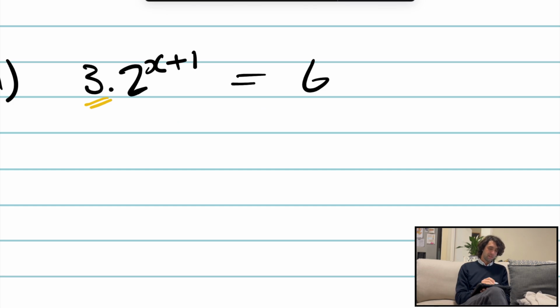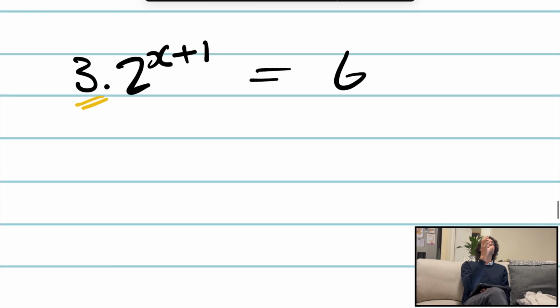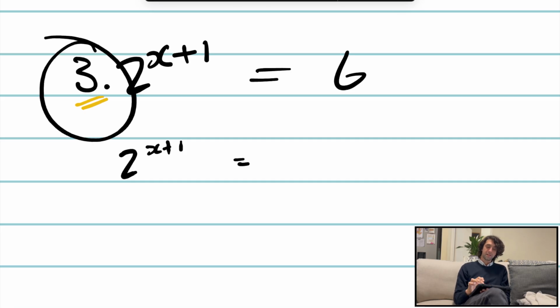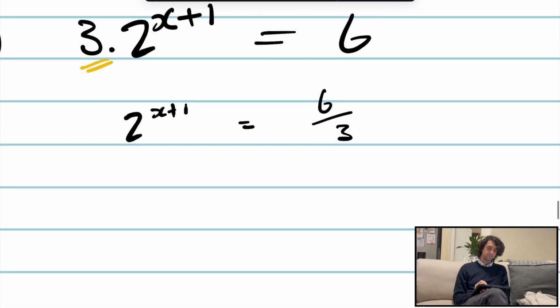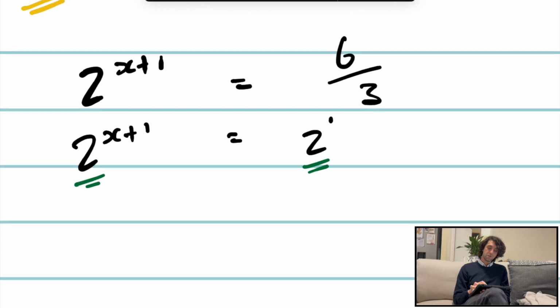Think of that equal sign as being like a wormhole through which, if I take that 3 over to the other side, it is going to become inversed. What I mean by that is that if it's multiplied on this side, we are going to have 6 divided by 3 on that side. So we have 2 to the power of x plus 1 is equal to 6 divided by 3, which is 2. And I'm happy now because both of my bases are 2. Now we can think of this as being 2 to the power of 1.